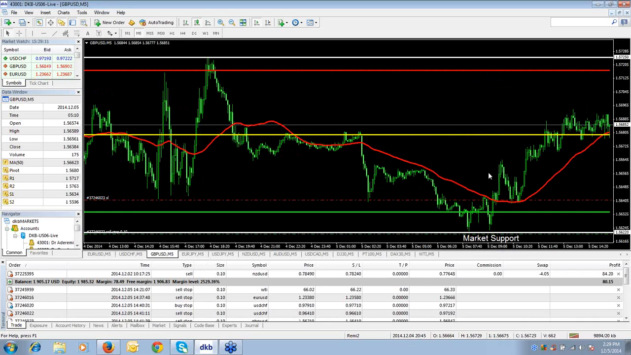See pound dollar has been trending sideways. So you can see all the markets have been trending sideways prior to the report, but pound dollar has formed the market support. So I have a pending sell order just below the market support.